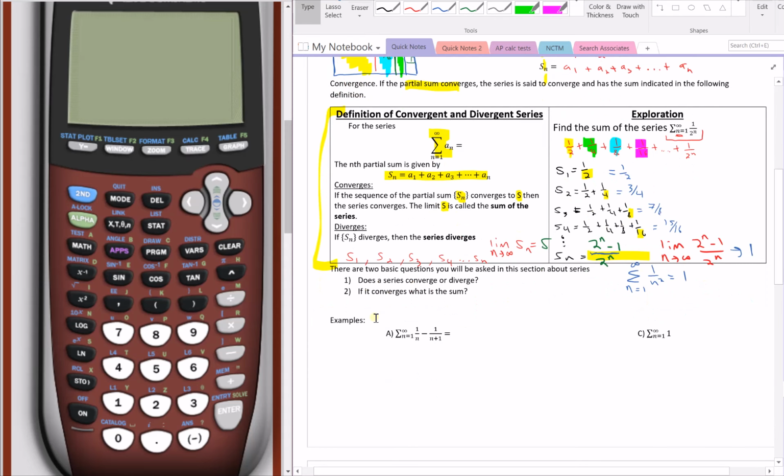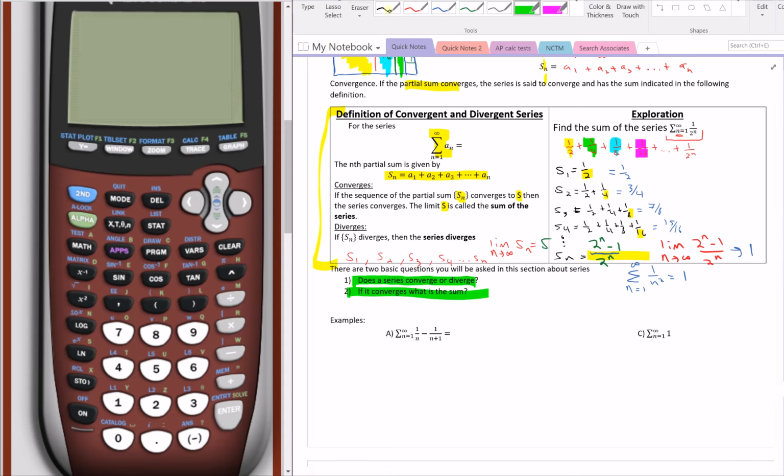The idea is you write the partial sums out. You try to find an explicit formula for the sequence of partial sums, and then you find the limit of that sequence as n goes to infinity. The 2 main questions you're going to be asked is, does a series converge or diverge? Diverge would be like that sum goes to infinity. And it's kind of nice when they diverge because you're done. If the series converges, what is the sum? So that's the trick, is you got to find out what does it converge to?